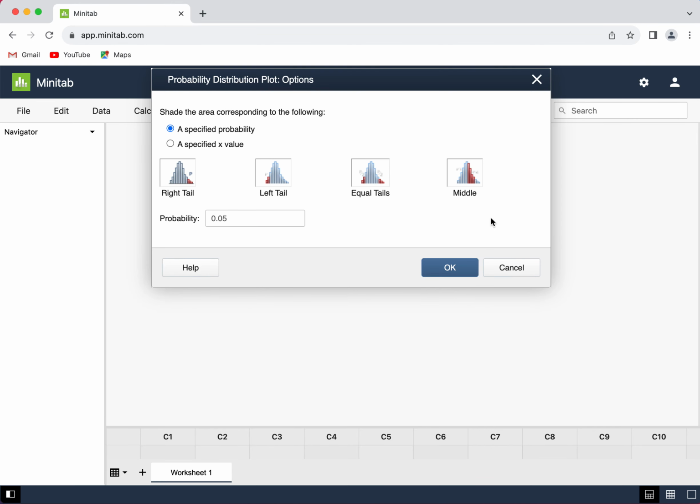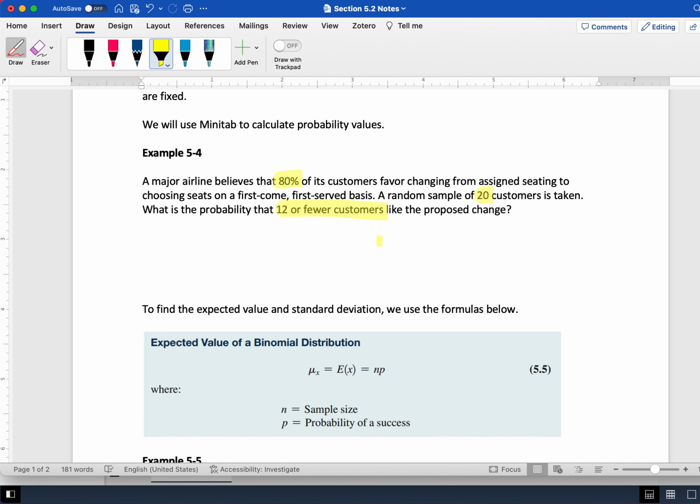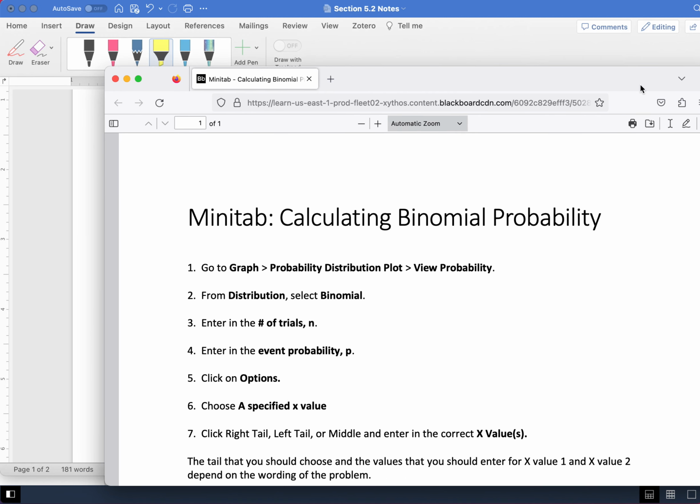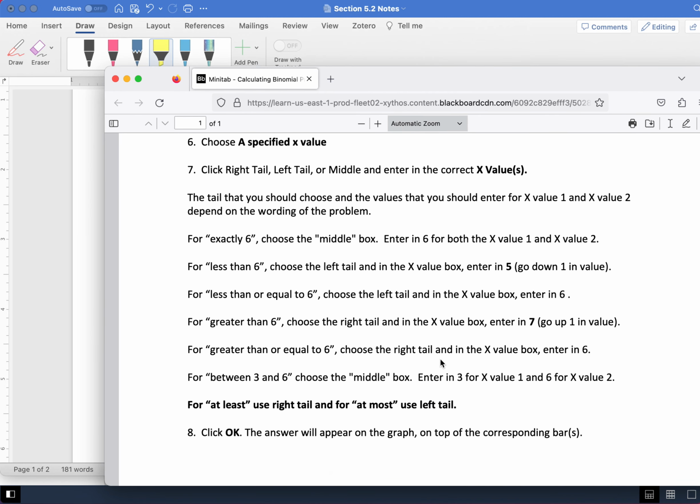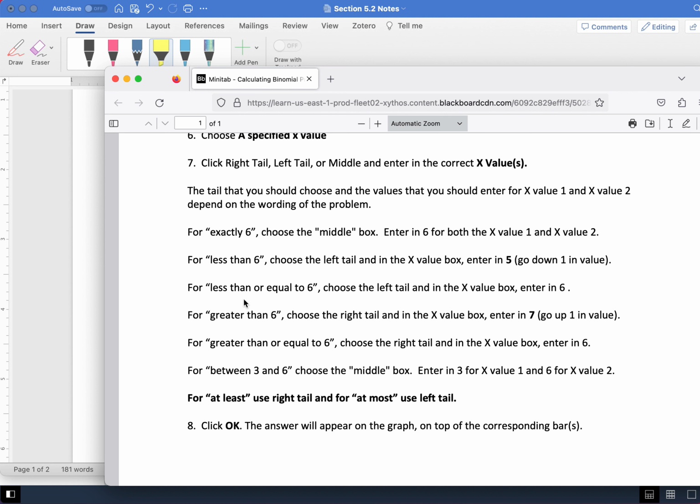Now what the question is asking me is what I use to fill in this menu. So going back to my question here, I wanted to know the probability that 12 or fewer customers like the proposed change. Now 12 or fewer means that it could be 12 or it could be less than 12. It could be 11, 10, 9, 8, 7, 6, 5, 4, 3, 2, 1, or 0. So when we're doing these problems, we want to think about whether this number is included or not included. And in the instructions that you find in Blackboard for calculating these in Minitab, you will see some help with the language here that tells you what to choose.